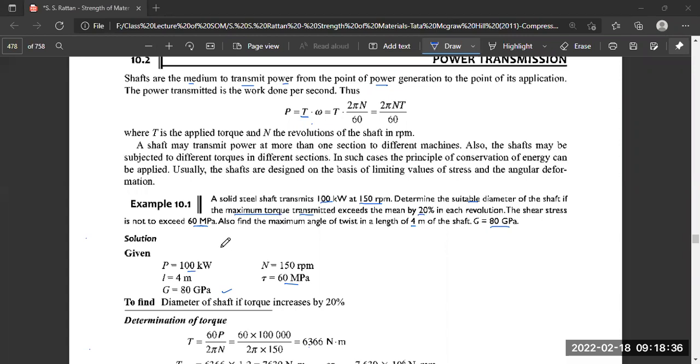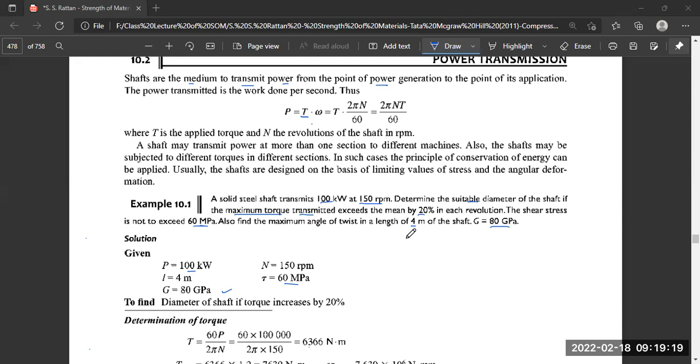Next, the shear stress is given as a maximum limit, that is 60 MPa. Also, we have to find out the maximum angle of twist possible for a shaft length of 4 meters, and the modulus of rigidity G is given as 80 GPa. So the power, the RPM, the torque increase for external factors, the maximum permissible shear stress, the modulus of rigidity and the length of the shaft are all given.